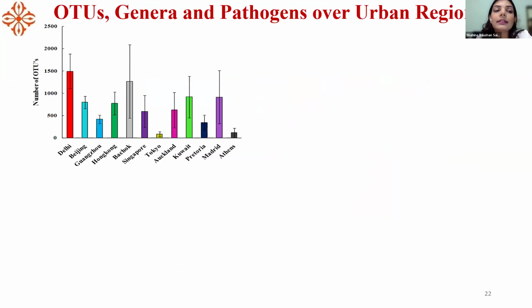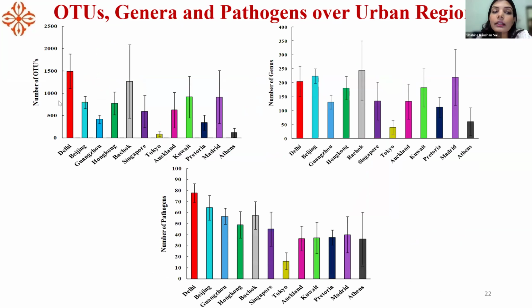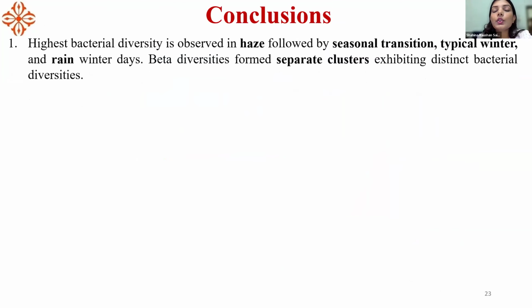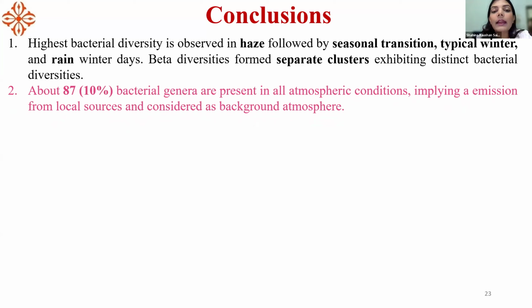And compared to the different parameters like OTUs, genera, and pathogens, we found that somehow Delhi was one of the leading countries with high populations of different genera, which are also pathogenic in nature. The conclusions that we came up with: highest bacterial diversity was in haze, followed by seasonal transition, typical winter and rain. And the bacterial diversity was completely distinct in all these conditions.